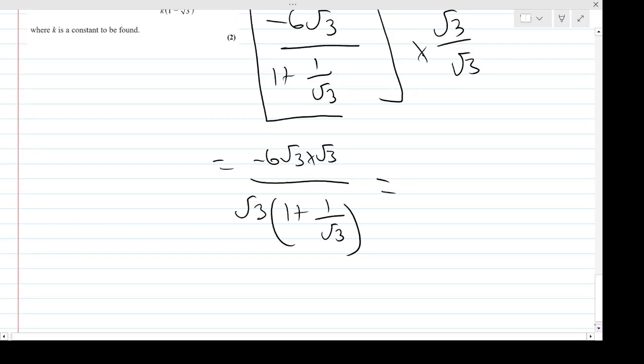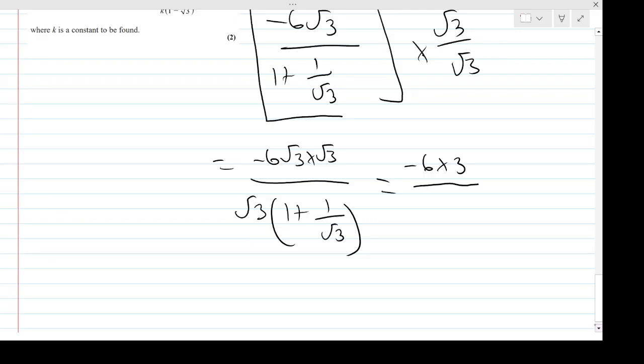So then if I simplify this, minus 6 root 3 times root 3, that's going to be minus 6 times by 3, isn't it? Because root 3 times root 3 is root 3 squared, which is just 3. Okay, so that's minus 6 root 3, minus 6 times 3.